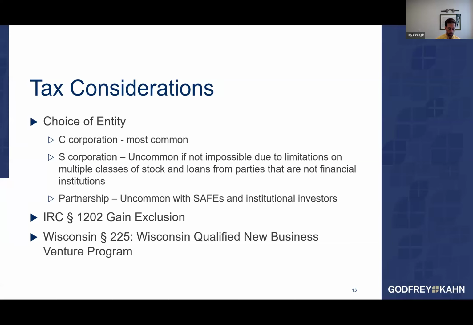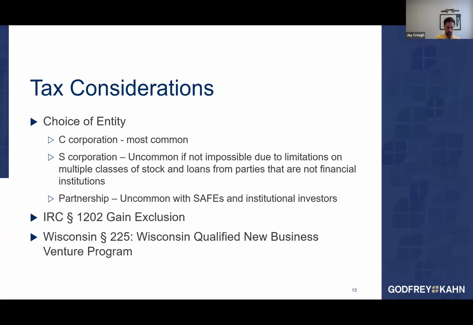The reason the C corps are so powerful is a couple of reasons. One is this 1202 gain exclusion. It's a federal exclusion of long-term capital gain upon a sale of qualified small business stock. So as long as the company fits a certain requirement, so a 5-year holding requirement for investors, they're able to exclude the greater of $10 million or 10 times their stock basis. And that's as long as the corporation fits within the criteria.